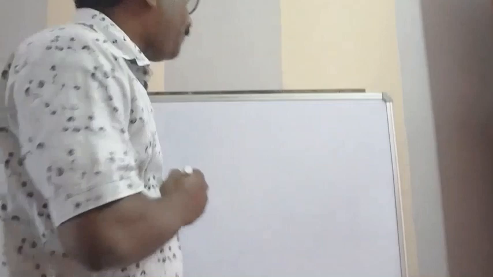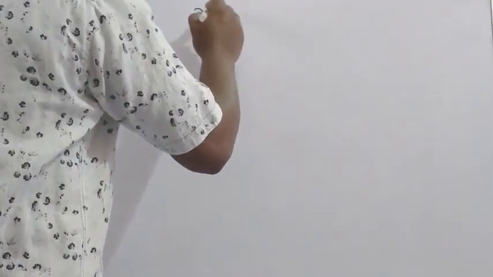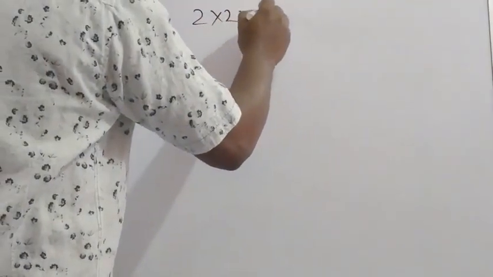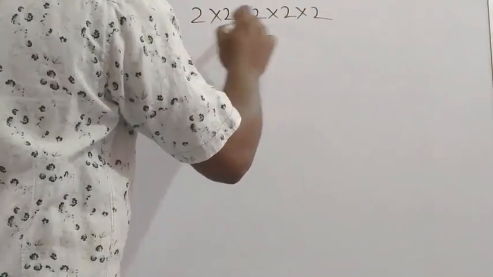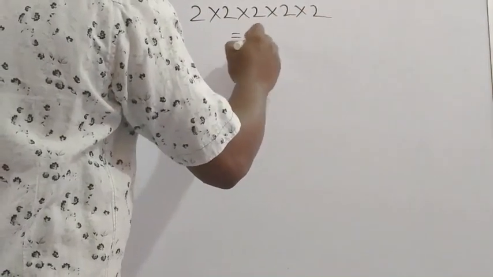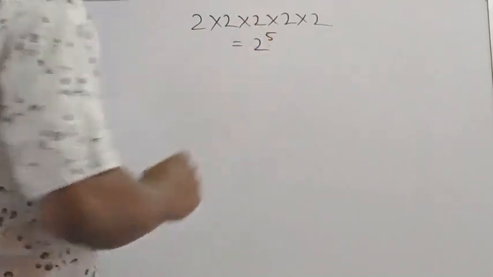Exponent is very interesting, and also important. So what is exponent? Exponent means so many numbers are given, and we have to make it compact. Suppose 2 into 2 into 2 into 2 into 2. How many 2's are there? 5 2's are there. So we can write it as 2 to the power 5. So this is in the exponent form.